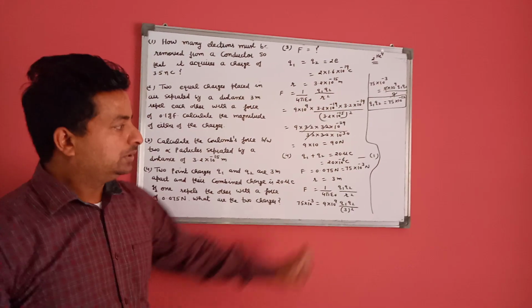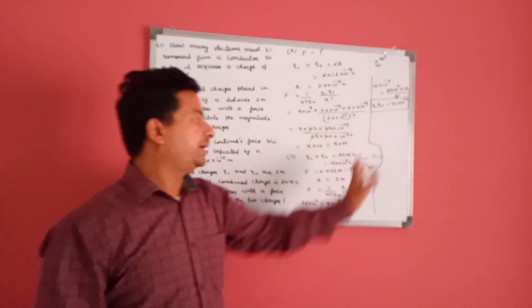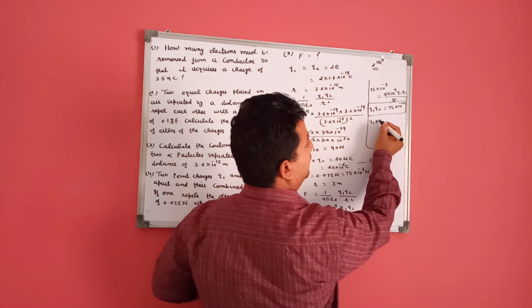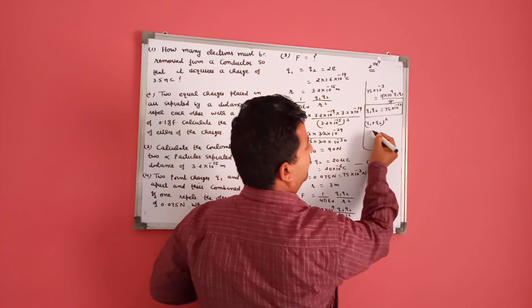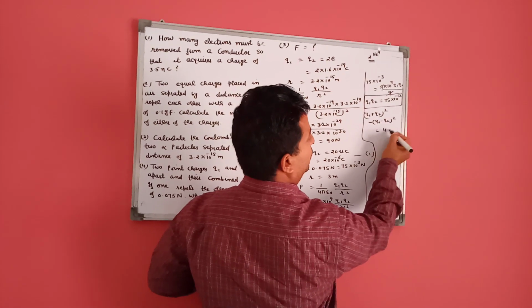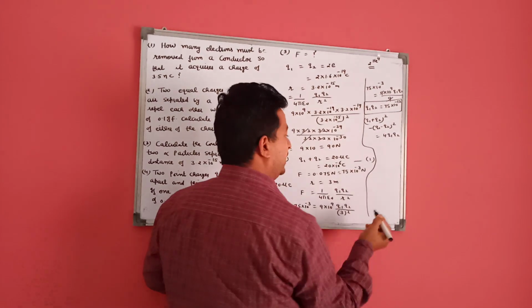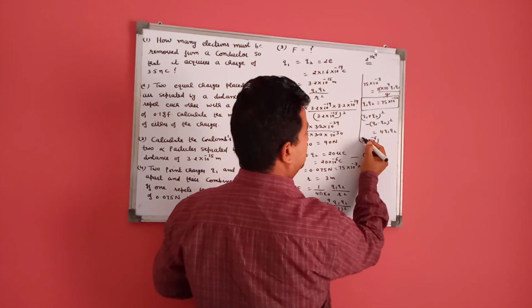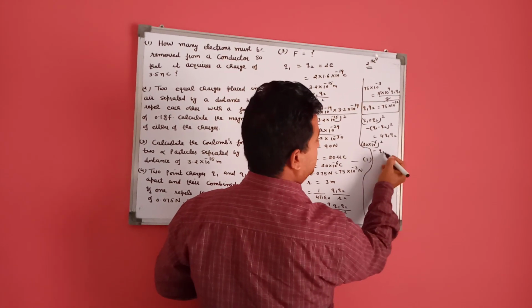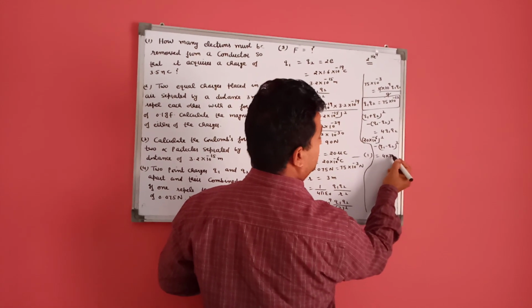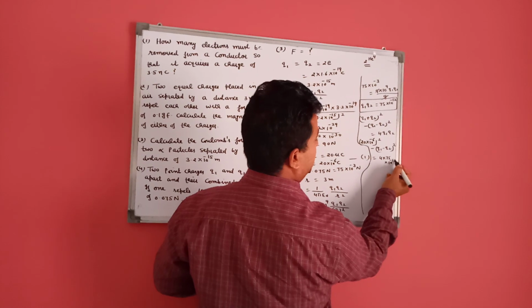To solve these two equations and find the values of Q1 and Q2, we use the identity (A plus B) whole square minus (A minus B) whole square equals 4AB. The value of (Q1 plus Q2) is (20 into 10 the power minus 6) whole square. This is as it is. Q1 Q2 is 4 into 75 into 10 the power minus 12.